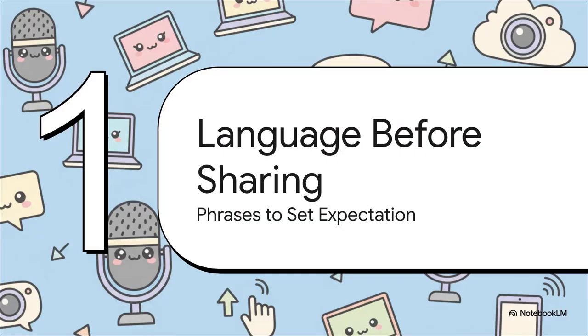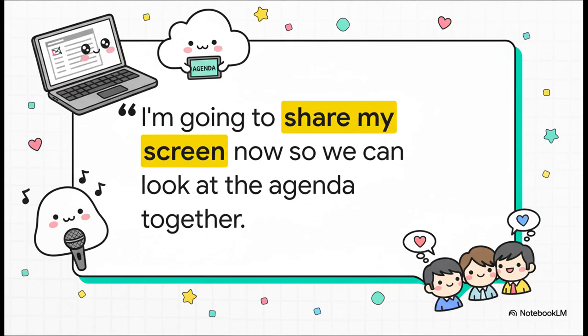Okay, so we know why we use visuals. Now let's get into the what, as in what you actually say. This section is all about the phrases you use before you share, to set expectations right from the start. Here is your model phrase. It's simple, and it works because it tells people 2 things, the action and the purpose. I'm going to share my screen. That's the action. So we can look at the agenda. That's the purpose. Everyone knows exactly what's happening and why.